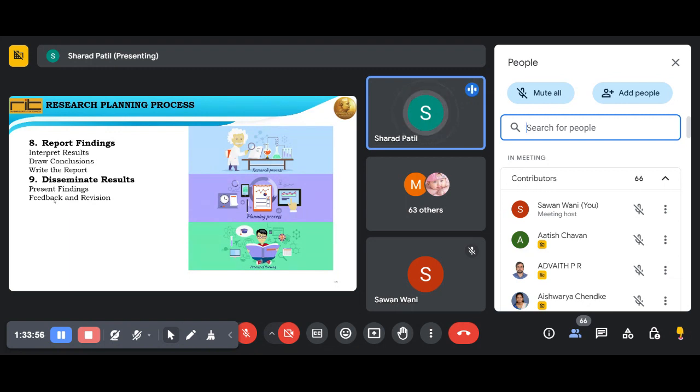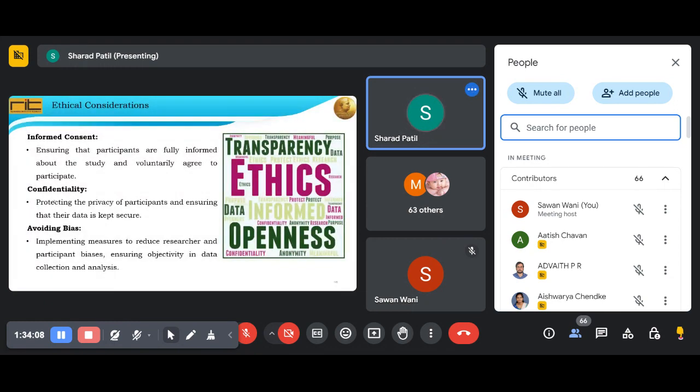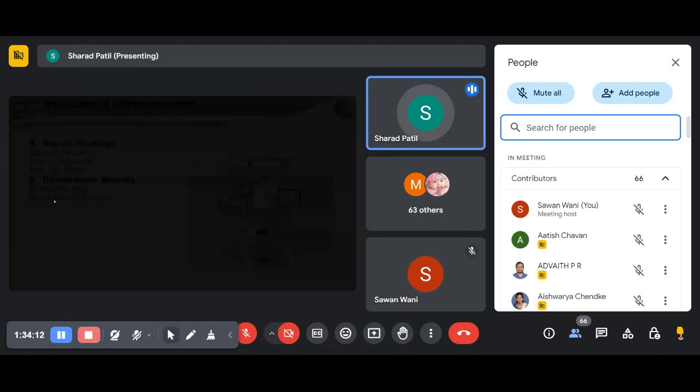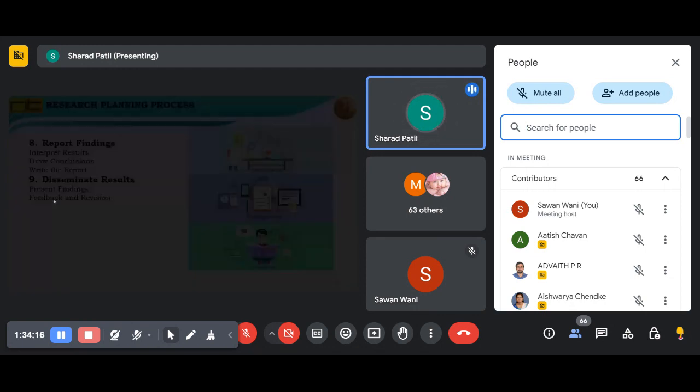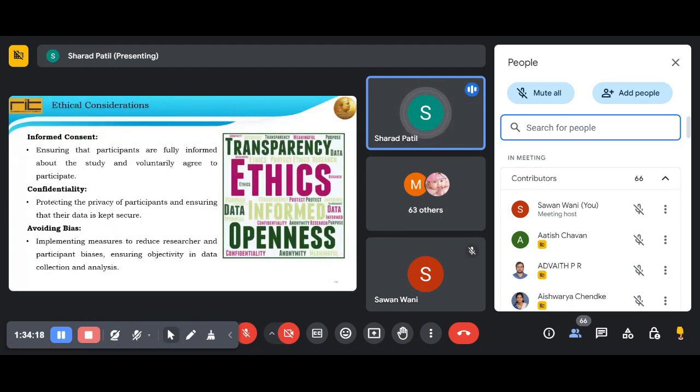Okay, and then you are going to disseminate the results, present the findings at various publication houses, or you can have feedback on that, revisions on that, and all this. Those are the stages of the research planning process. Okay, and as I mentioned, before going for this report writing, findings, and publication of this research work, you have to take major concern about the ethical considerations. Nowadays more concern is given by the research society about the ethics.